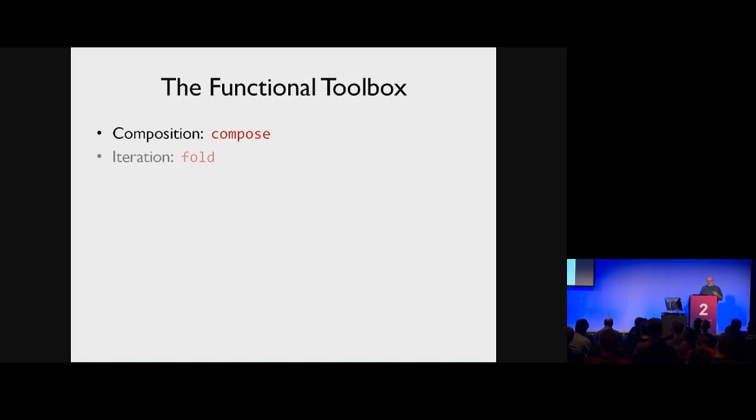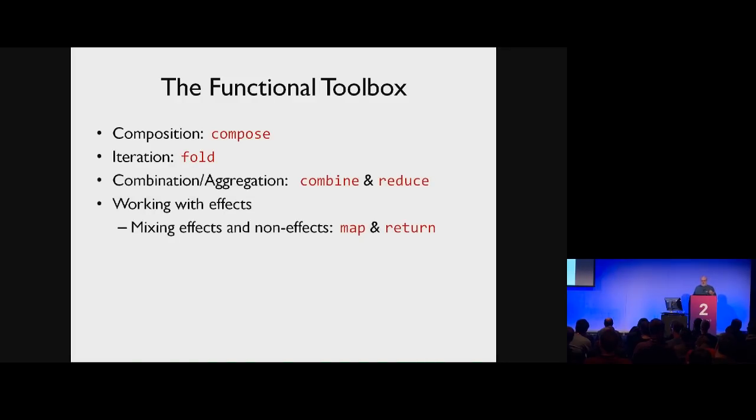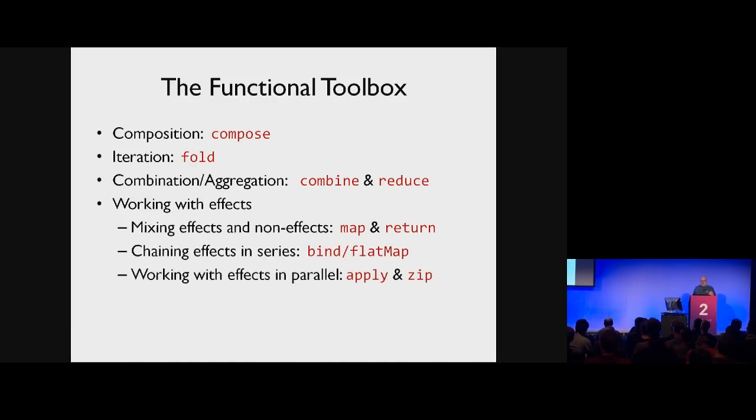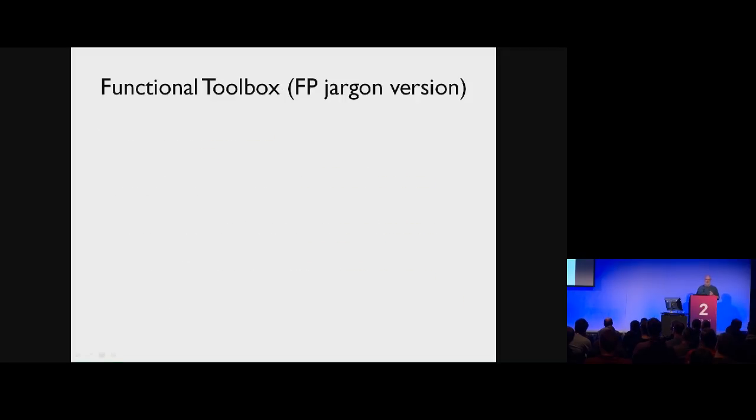So these are the kind of words that you'll see a lot. Composition uses the compose keyword. Iteration is generally called fold in functional programming. Combine and reduce, map and return, bind, which is also called flat map, apply and zip, sequence, reverse. These are the kinds of names of functions or names of the tools that you will use a lot if you're doing functional programming. And of course, if you enter the jargon, these things have fancy names.